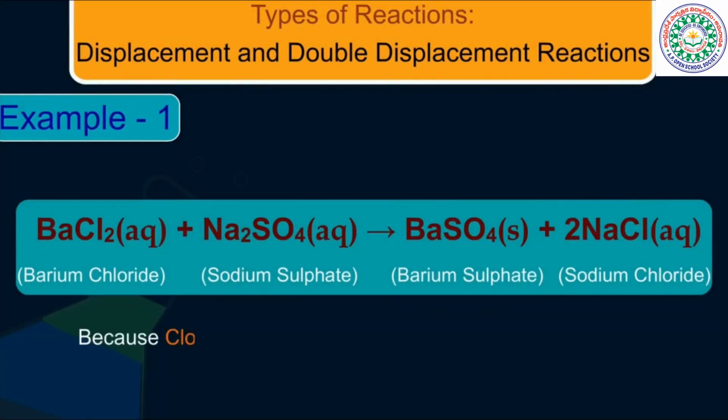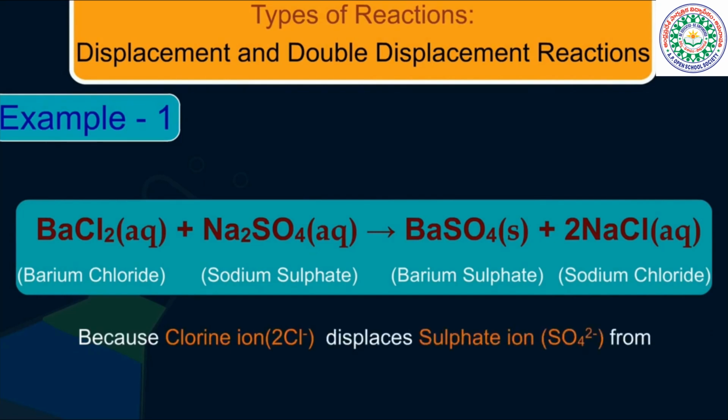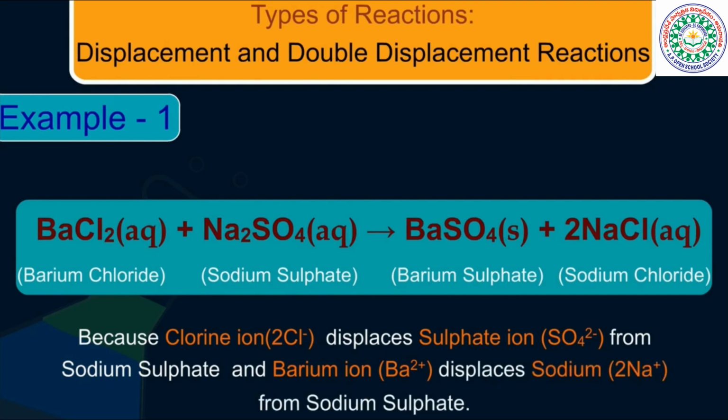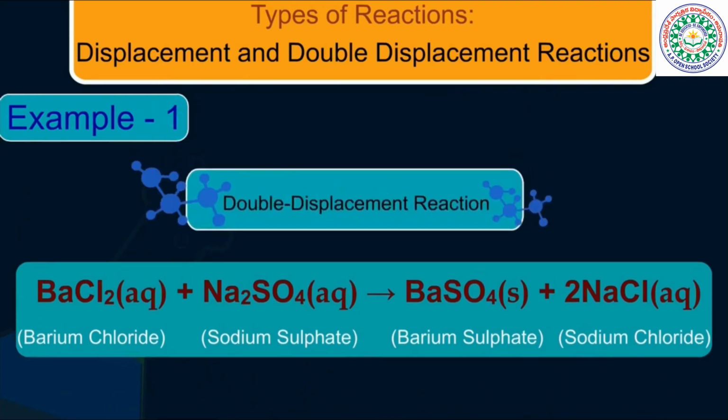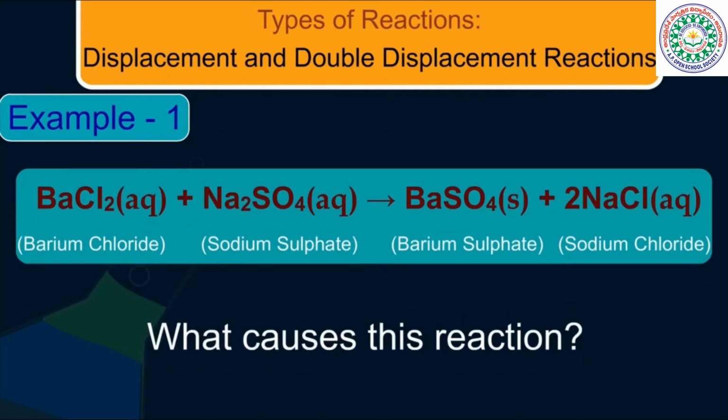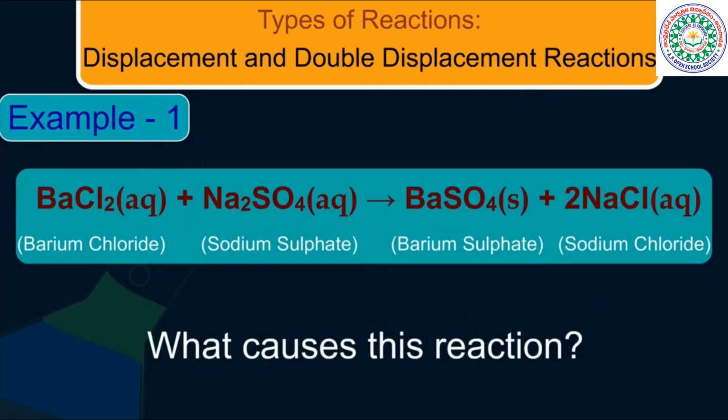Because chlorine ion 2Cl- displaces sulfate ion SO4 2- from sodium sulfate, and barium ion Ba2+ displaces sodium 2Na+ from sodium sulfate. Therefore, it is a double displacement reaction. Friends, isn't this an interesting reaction? But what causes this reaction?